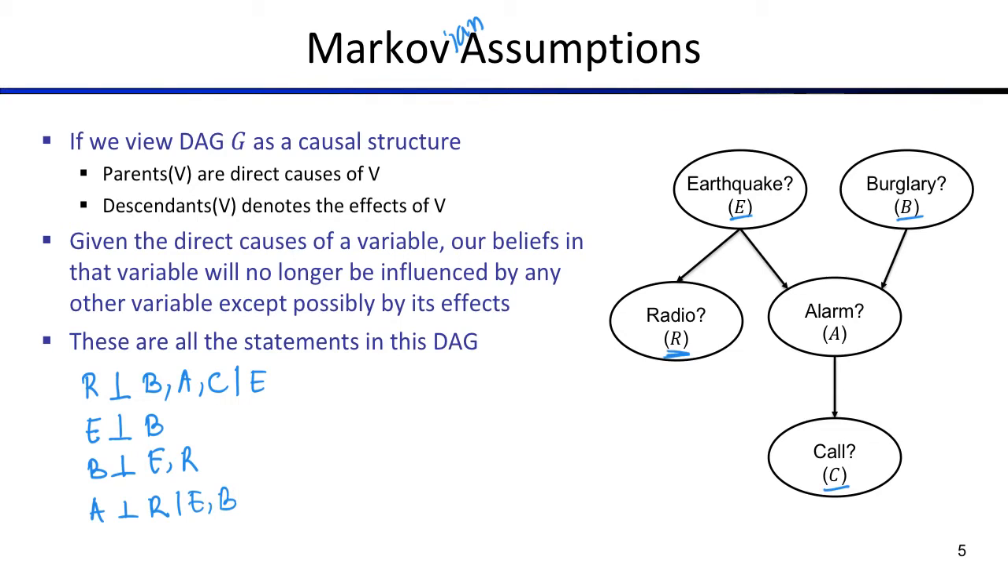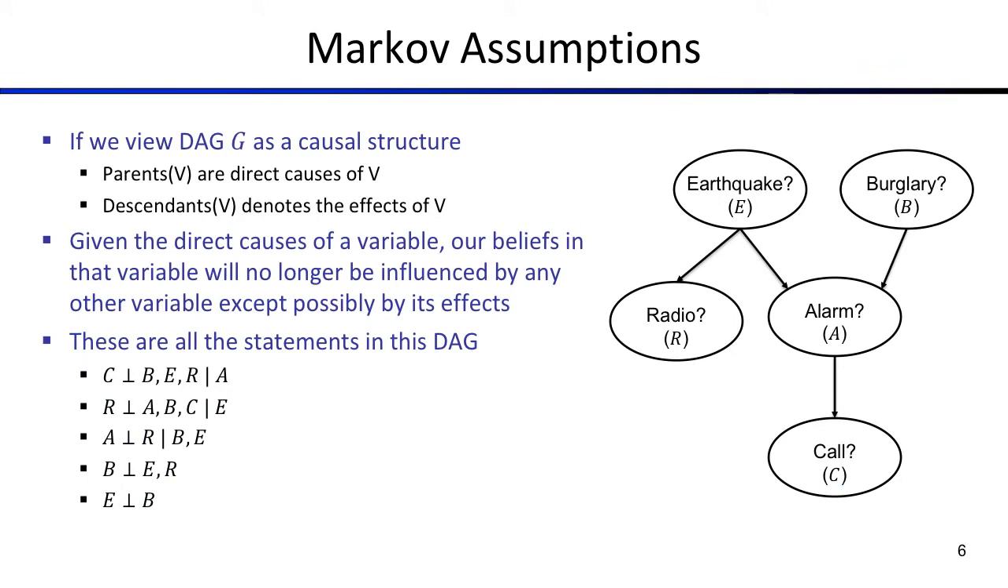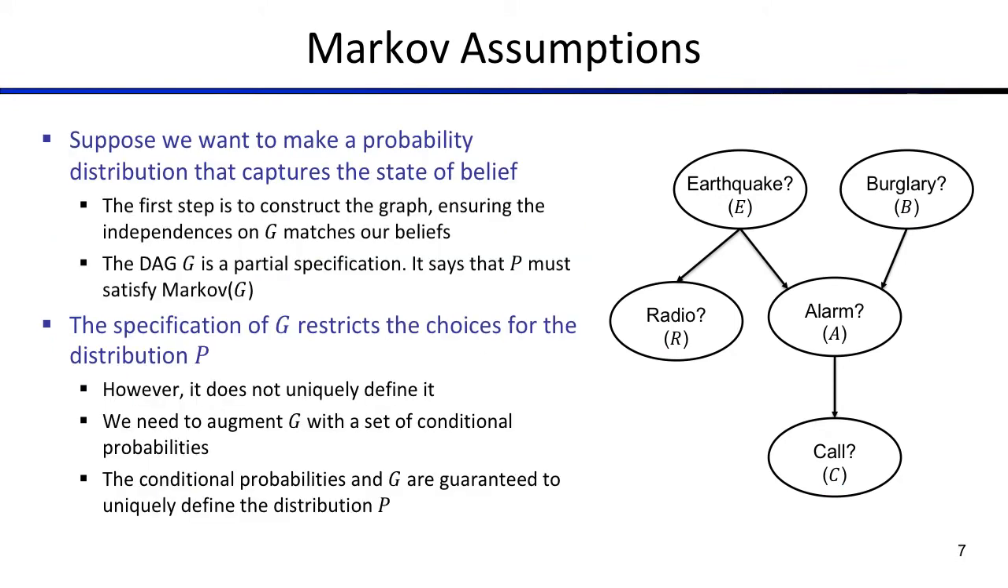And finally, we have C is independent of all non-descendants. So the non-descendants are E and B, given its only parent, A. So these are all the Markovian assumptions in this network. Okay, but that's not all.